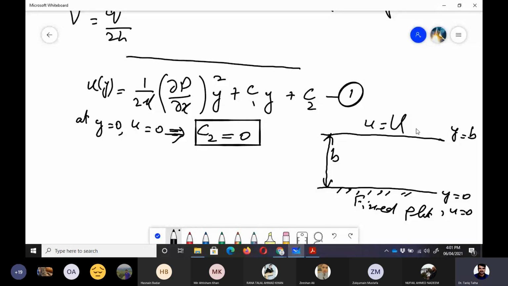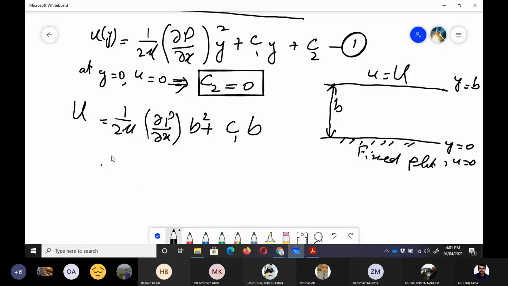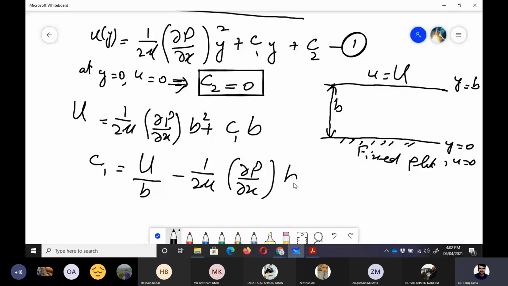Now the next boundary condition: when y is equal to b, u is equal to capital U. So we can write capital U is equal to 1 upon 2 mu partial p by partial x into b square plus c1 b. Now from here, if we want to calculate c1, that would be equal to U upon b minus 1 upon 2 mu partial p by partial x into b. Right. So now we need to put this here at this point.